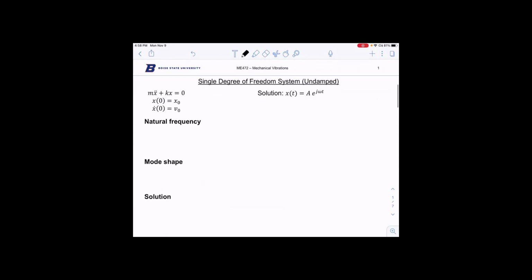So first of all, let's recall what we learned at the very beginning of this class, I think in lecture number 2. We have a single degree of freedom system. Basically, you have a mass sitting on a spring, and we only need one coordinate to describe the vibration of the system. This is free vibration, so no force applied, only subject to initial conditions. So we can easily find this ODE.